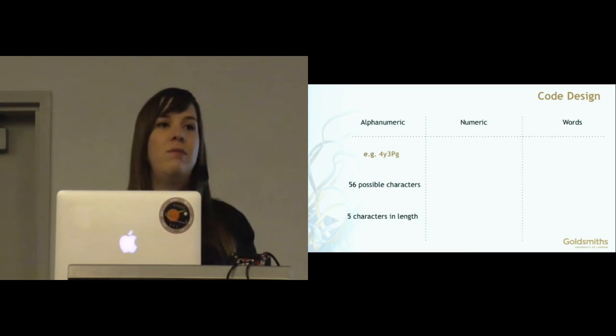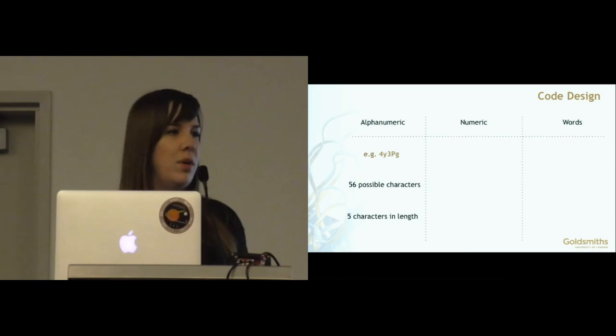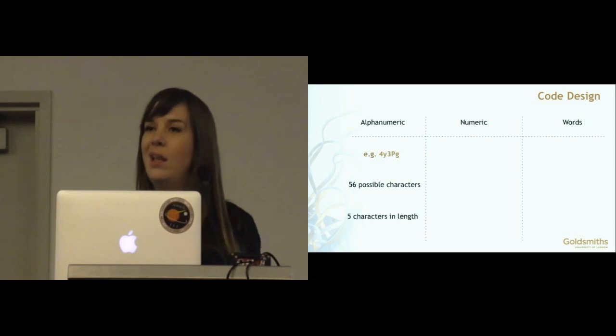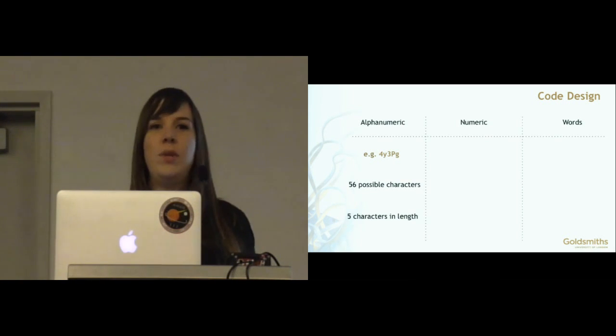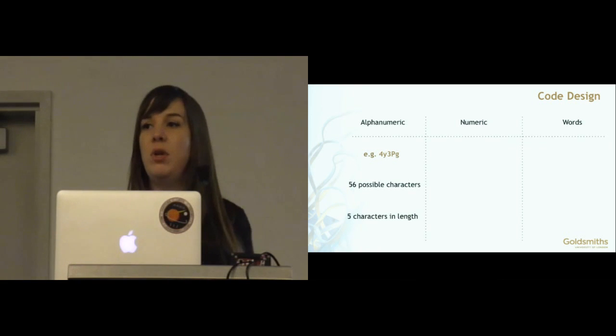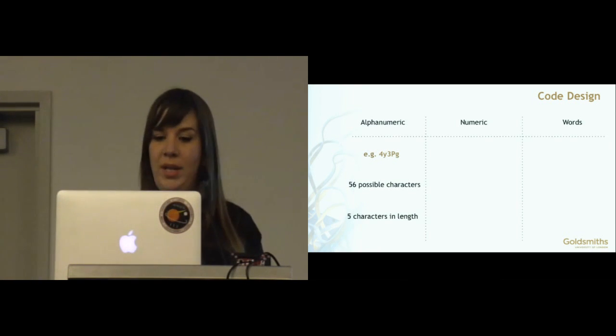In this situation, we've removed any characters that look quite similar to one another, like the lowercase L and the number 1. And that leaves you with a range of 56 possible characters. With such a large range of characters, it's possible to create a very small code. So with only 5 characters from that set, you can create a code space of over 500 million.